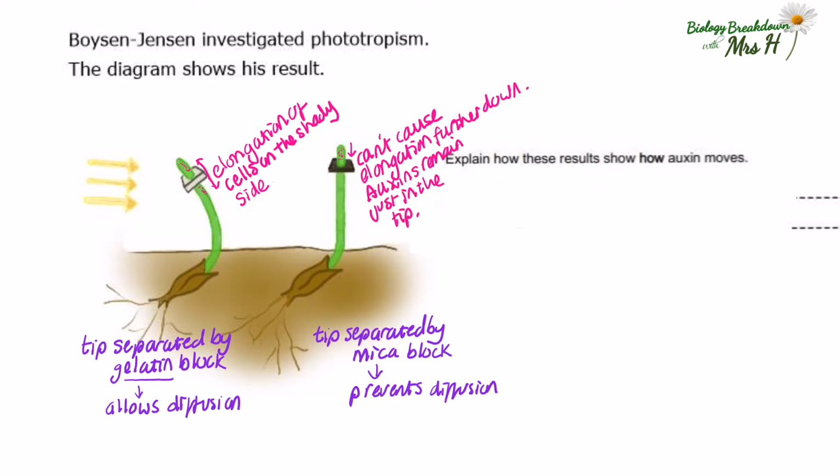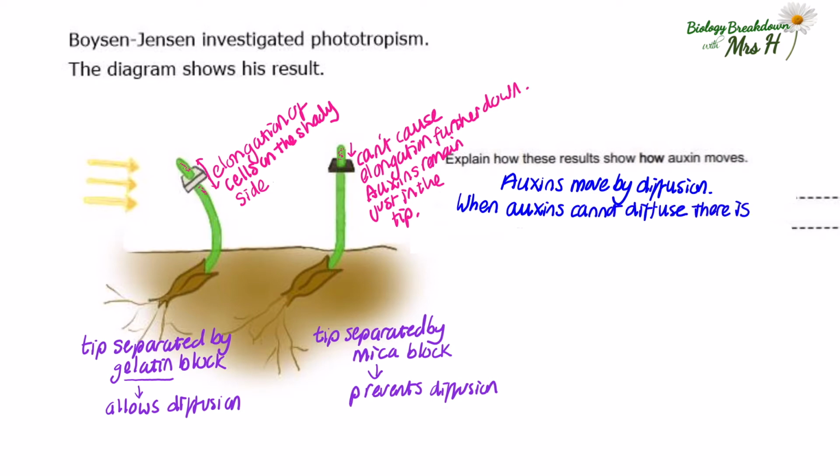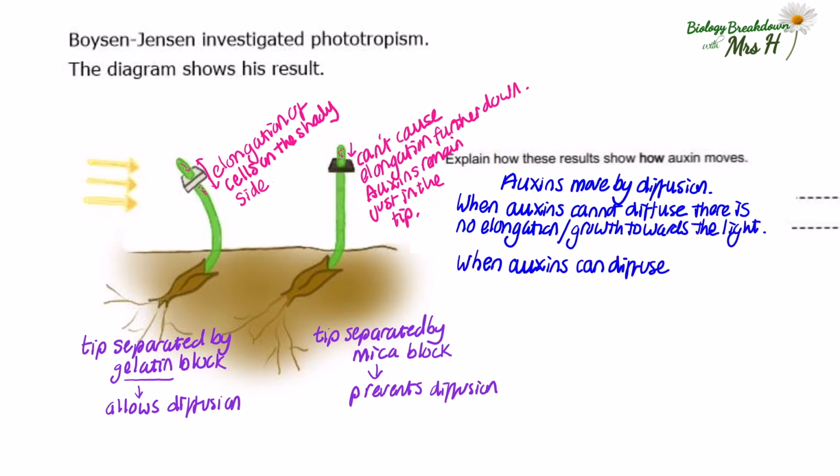So what was the question again? Explain how these results show how auxins move. Well, the actual answer is auxins move by diffusion. How can we tell? Because when auxins cannot diffuse, like on the diagram on the right, there is no growth towards light, but when they can diffuse, elongation and growth towards the light can be seen.